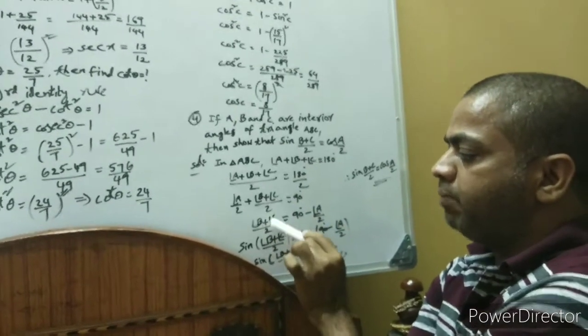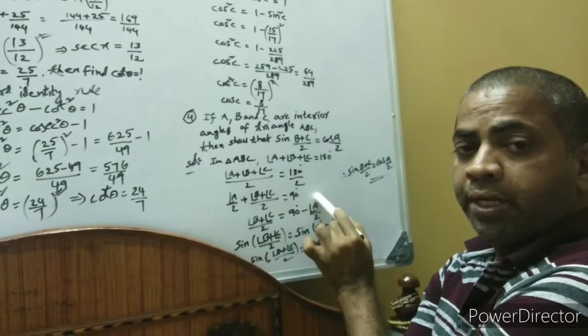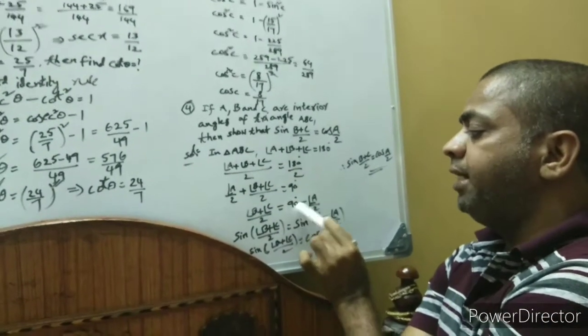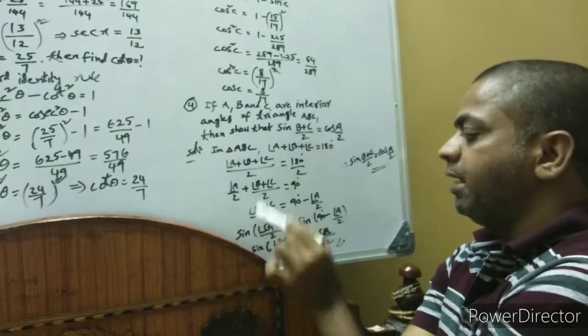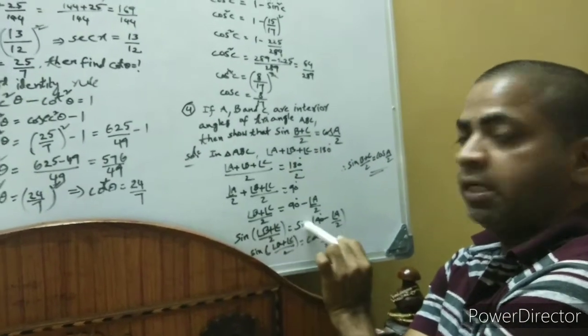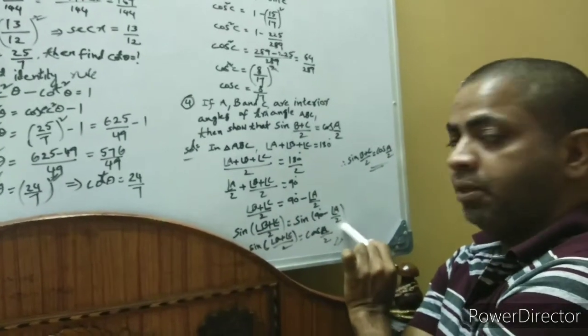Angle B plus angle C by 2 is equal to, the left side A by 2 value you have to bring to the right side. Then 90 degrees minus angle A by 2. He is asking the sin, you have to link with sin. So I am linking with sin on both sides. Sin of (B plus C) by 2 is equal to sin of 90 minus A by 2.